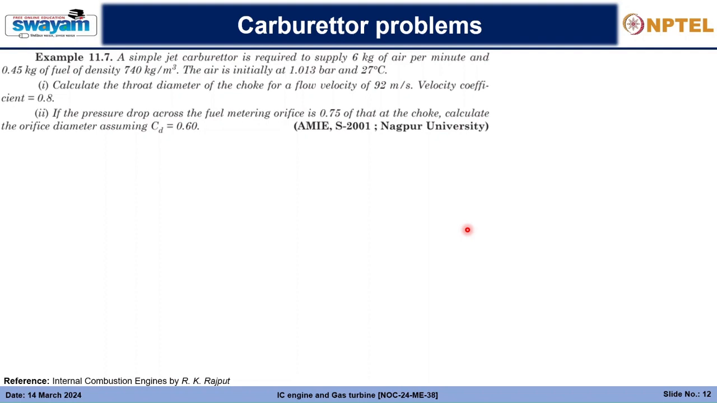The velocity coefficient is 0.8. If the pressure drop across the fuel metering orifice is 0.75 of that of the choke, we need to calculate the orifice diameter, assuming the CD, the coefficient of discharge, to be 0.6. So let us try to understand the question. I will give you 1 minute, and after that we will try to solve it.